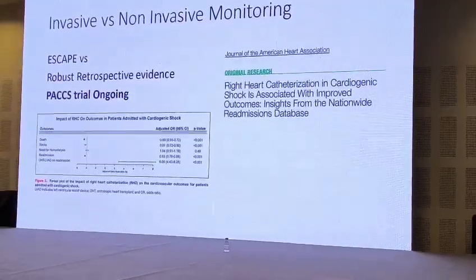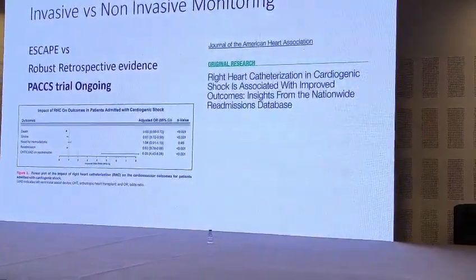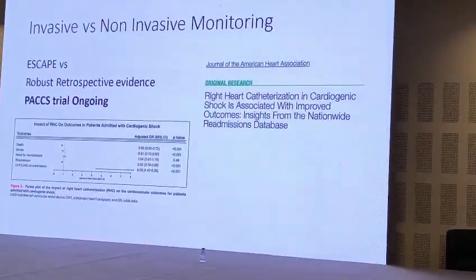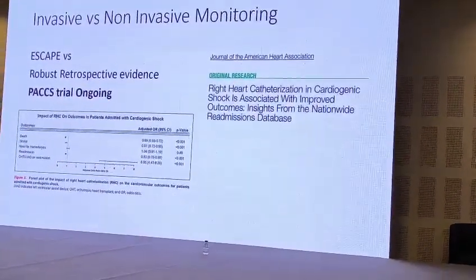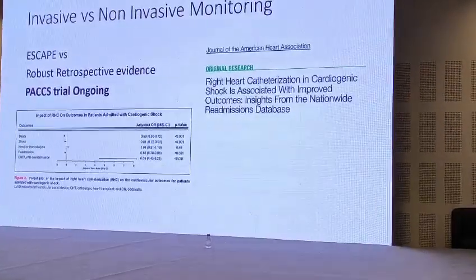Okay, invasive versus non-invasive monitoring. When I have a complex RV cardiogenic shock, I need a PA catheter. That's the answer. And we have very strong evidence to support that. In the case I showed you, I didn't need a PA catheter because echo was enough to tell me that this is a preload problem.